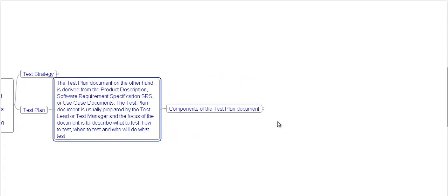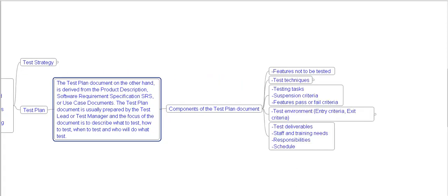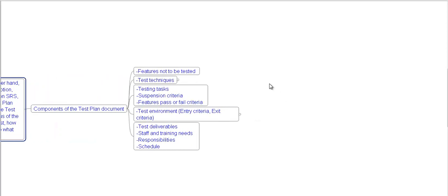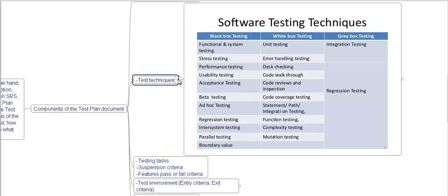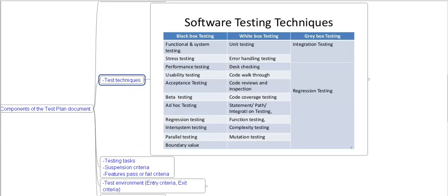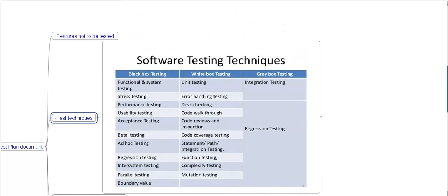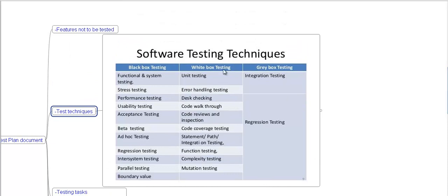Components of test plan documents. Feature not to be tested. What is out of the scope of the test? What test technique will be used. So these are techniques: software testing techniques, black box testing, white box testing, and gray box testing.